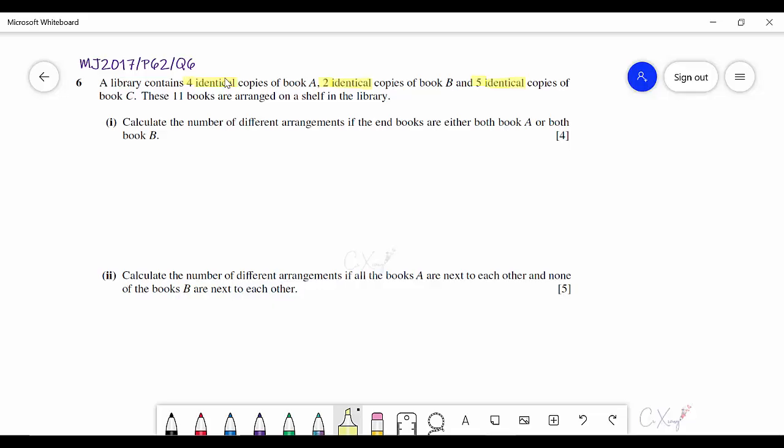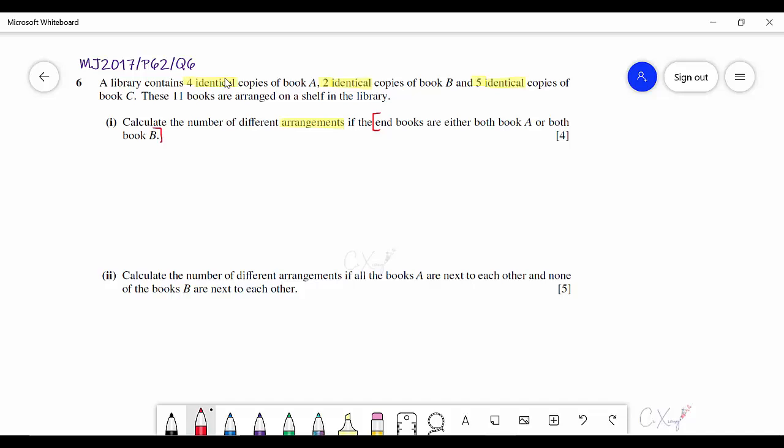So first part, calculate the number of different arrangements. Again, when you see the keyword arrangement, it means that you have to use either the factorial method or nPr, the permutation method, to solve and get the answer later. The restriction here is that the end books are either both book A or both book B.